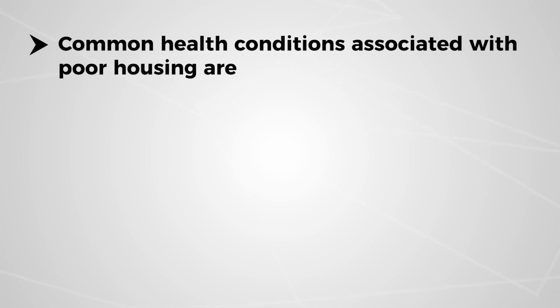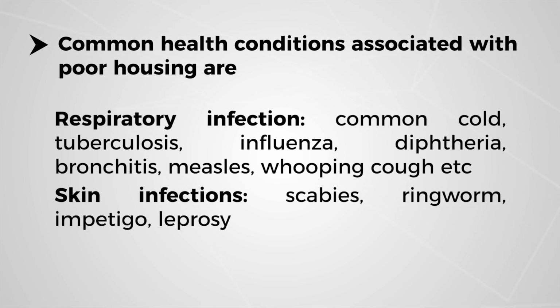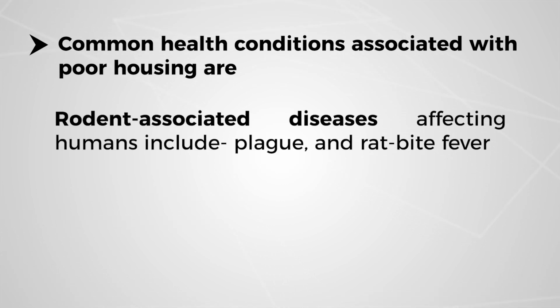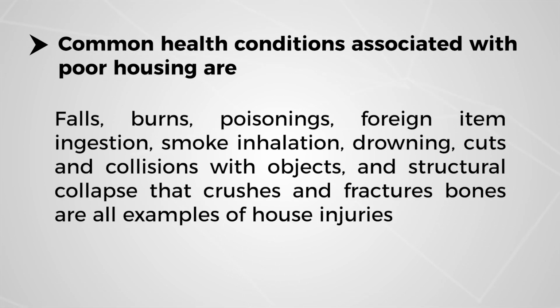The common health conditions associated with poor housing are respiratory infections such as common cold, tuberculosis, influenza, diphtheria, bronchitis, measles and whooping cough, skin infections like scabies, ringworm, impetigo, leprosy, rodent associated diseases such as plague and rat bite fever, arthropods like houseflies, mosquitoes and fleas and bugs that spread diseases, communicable diseases. Falls, burns, poisoning, foreign item ingestion, smoke inhalation, drowning, cuts and collision with objects, and structural collapse that crushes and fractures bones, all are examples of house injuries.